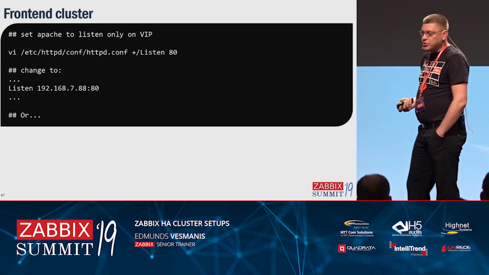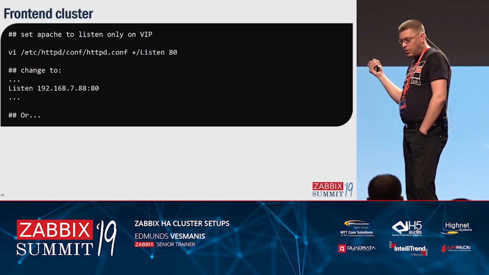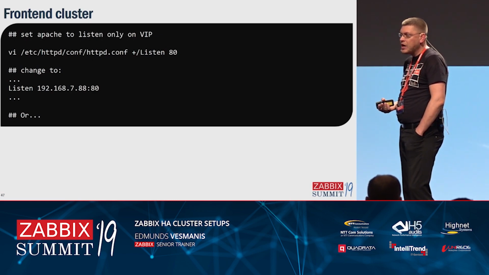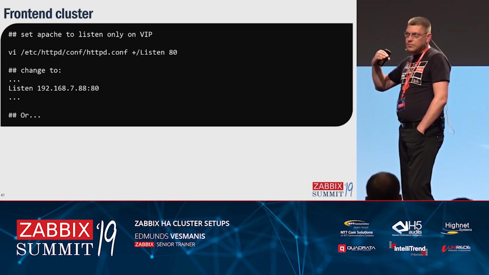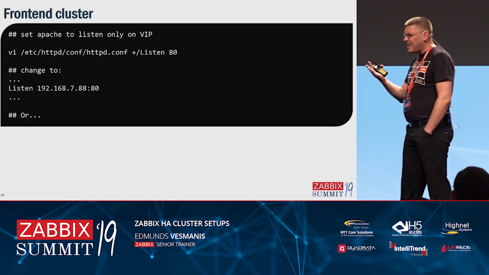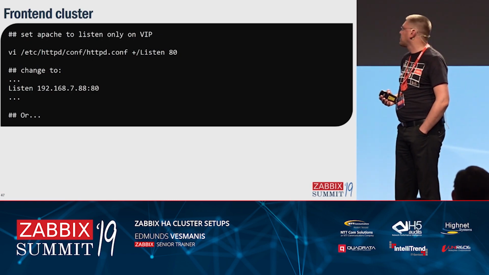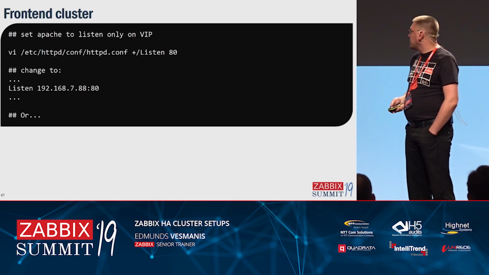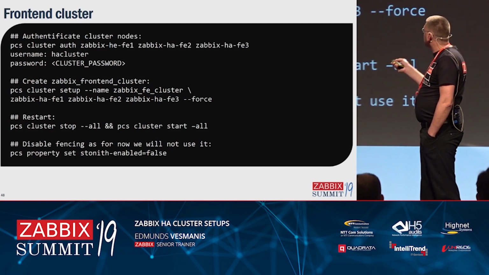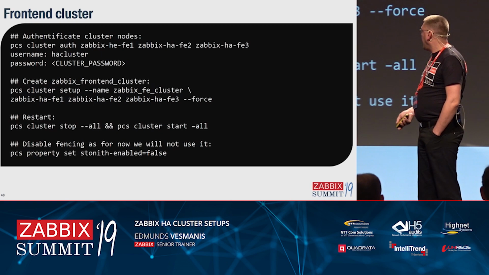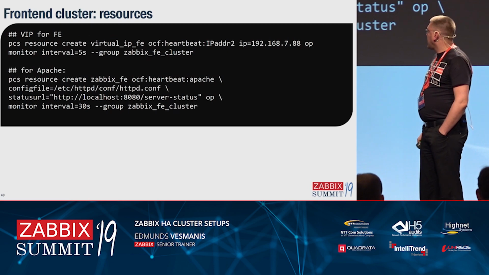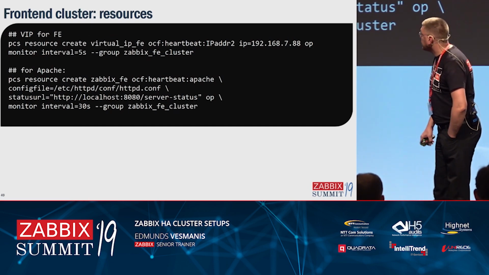Or there is another option. We can leave it on the default one, which is all interfaces, all IP addresses, and use a master setup, meaning all nodes will be active, but that might create some complications, some unneeded problems. So when it's done, we are ready to authenticate cluster nodes. We create our cluster, and again, restart, and we disable STONITH. The same as on all previous clusters.